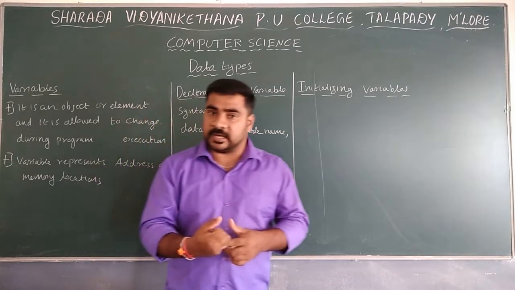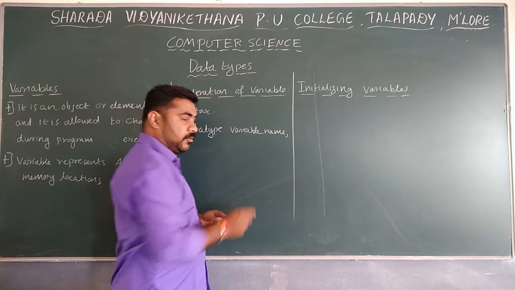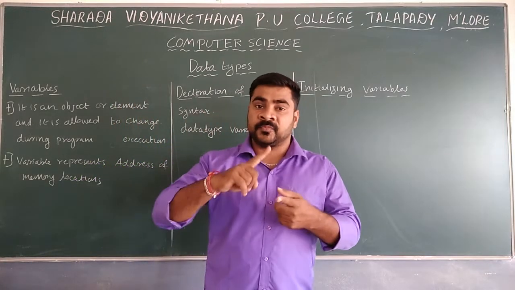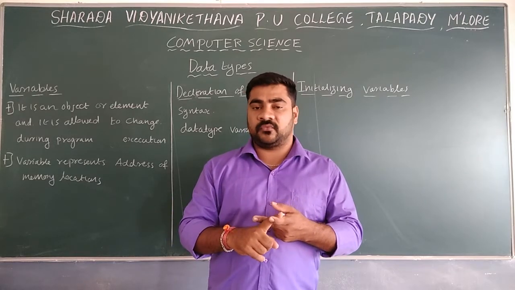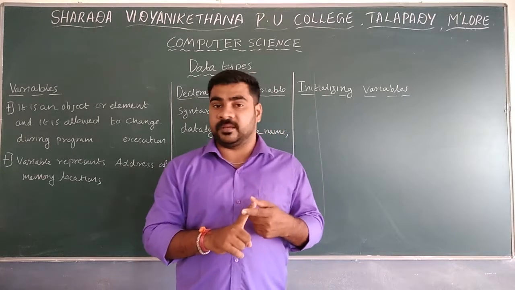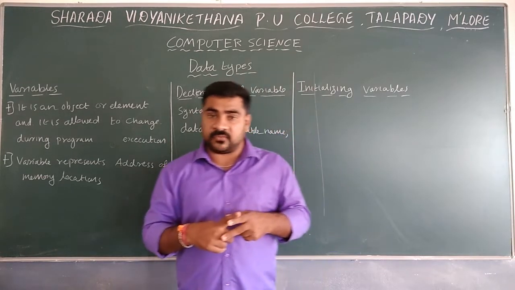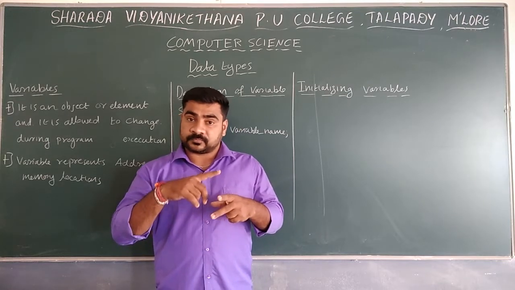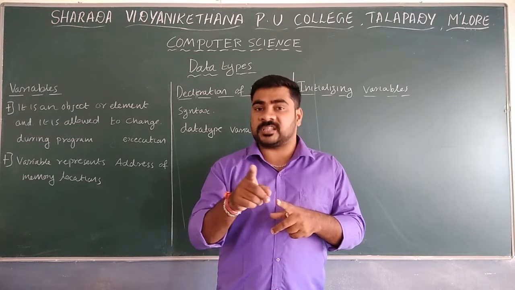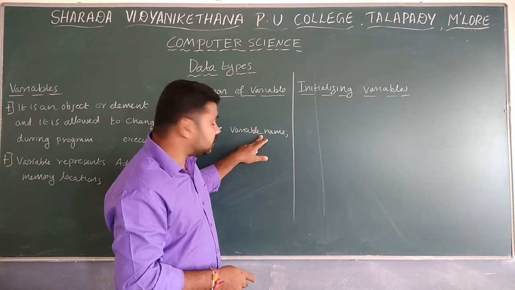Whenever you name an identifier, first, space should not be given. It should not be a keyword. The identifier name may contain alphabets, numbers, and only one special character, that is underscore. Only one special character, underscore, is possible.